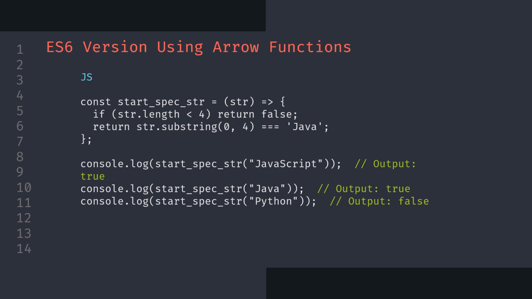Here's the same code using ES6 arrow functions syntax. It is shorter, but performs the same task of checking if the string starts with Java.